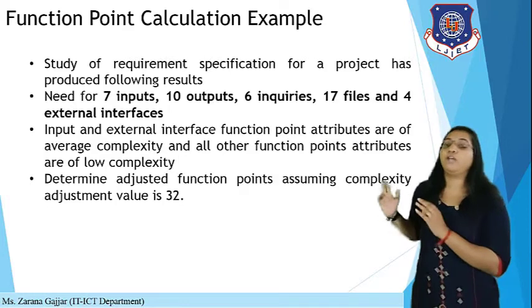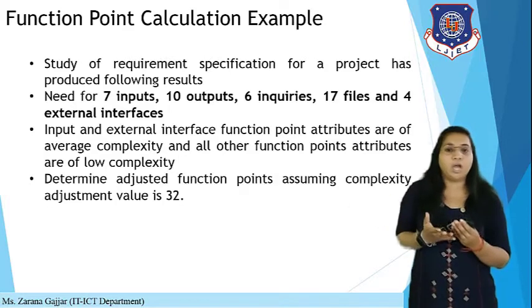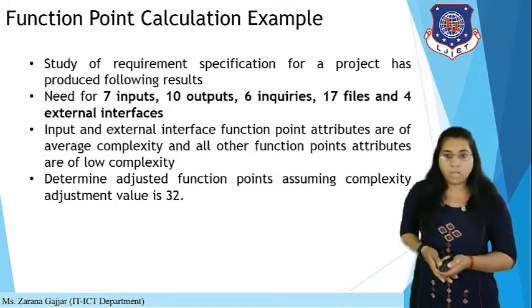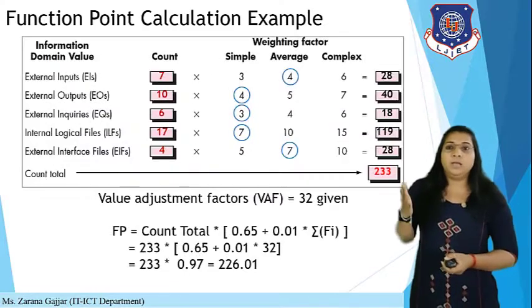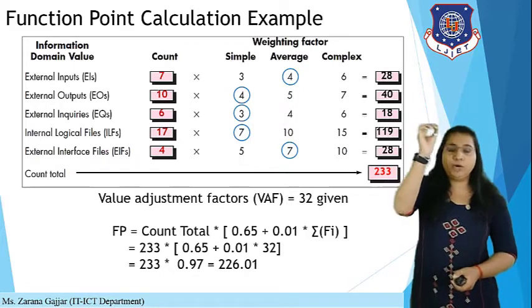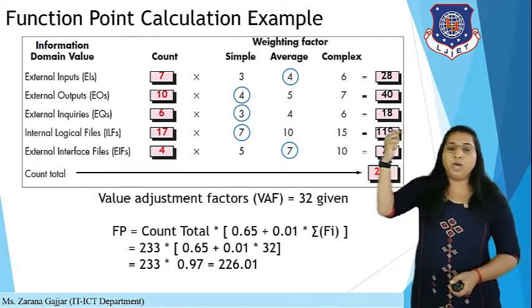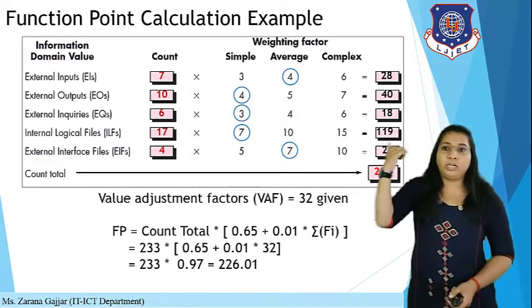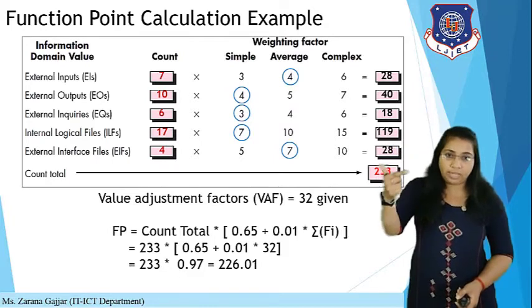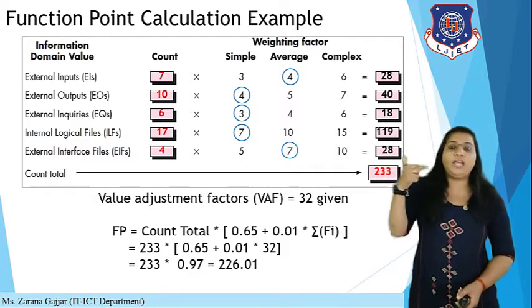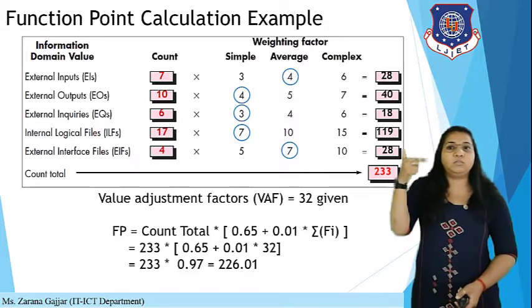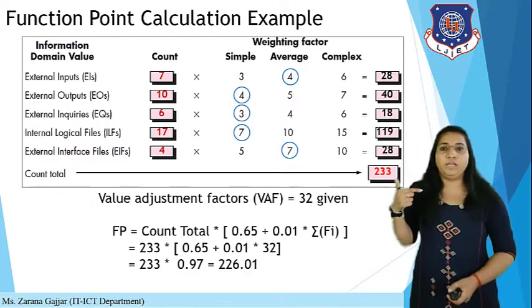So here the VAF value is already given for your particular example. The VAF value is 32. That means you have to calculate all this. Function point calculation means you are giving input, like what are the external inputs, what are the external outputs, what are the external inquiries, what are the internal logical files, what are the external interface files.